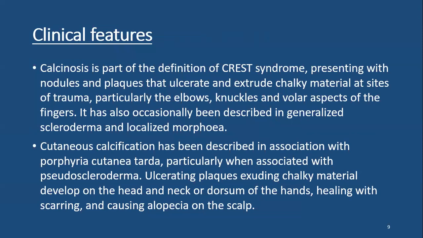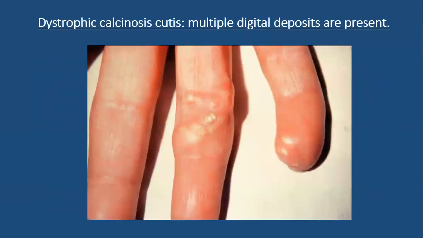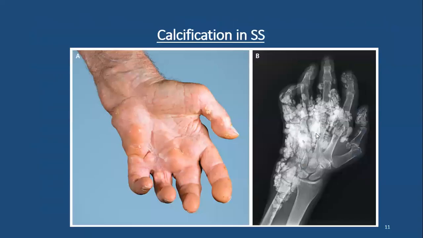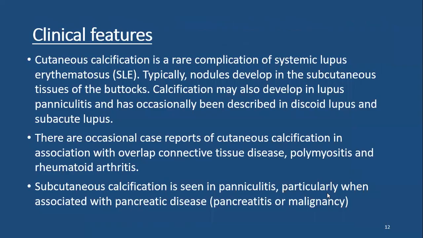Cutaneous calcification is described in porphyria cutanea tarda, especially when it is associated with pseudoscleroderma. Here again, you see this perforation where the ulcerated plaques extrude the chalky material. They heal with scarring, and on the scalp lead to permanent alopecia. Dystrophic calcification is seen on the volar aspect of the fingers in patients with CREST syndrome. In systemic sclerosis, large calcium deposits are seen on the palmar skin, which is highlighted on soft tissue X-ray.